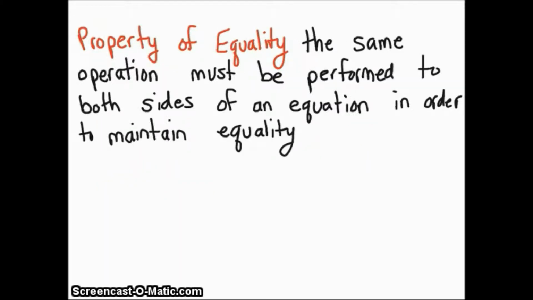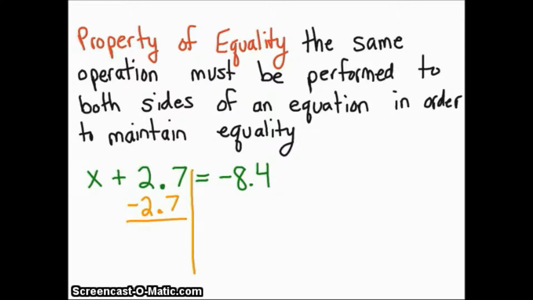The property of equality states the same operation must be performed to both sides of an equation in order to maintain equality. Take this equation for example. We have x plus 2 and 7 tenths equals negative 8 and 4 tenths. If we want to solve this equation by getting the x by itself, we look for the inverse operation of addition, which is subtraction. So we would subtract 2 and 7 tenths from the left-hand side, which gives us 0. And from the identity property, we know that x plus 0 is just x.